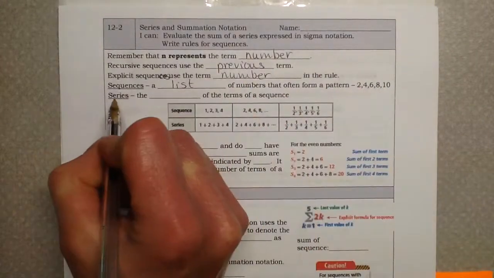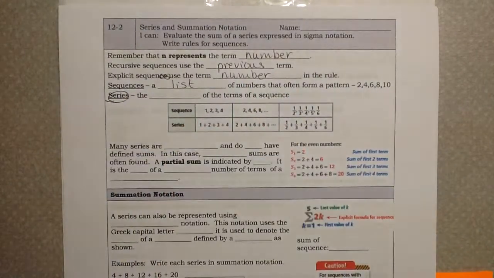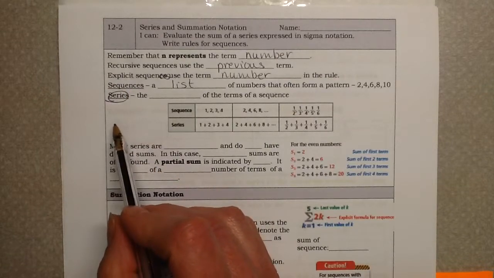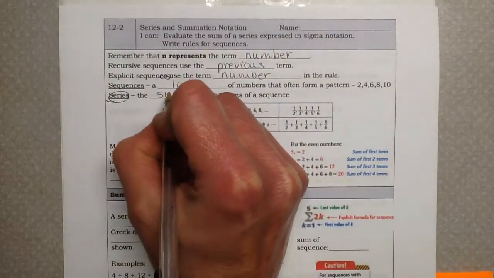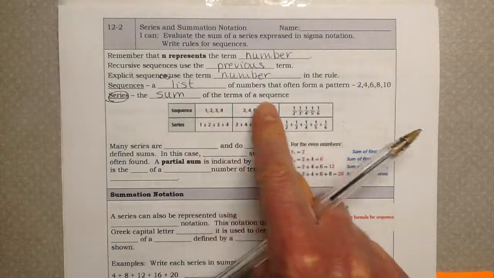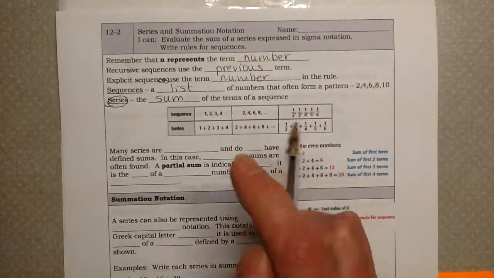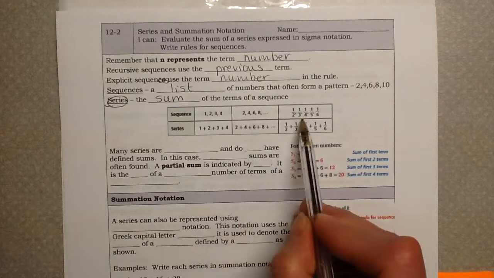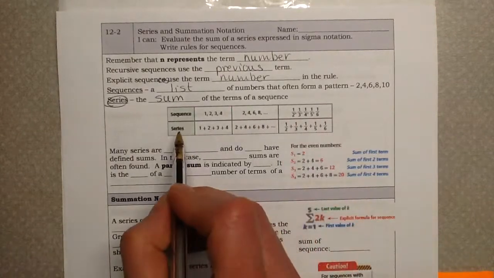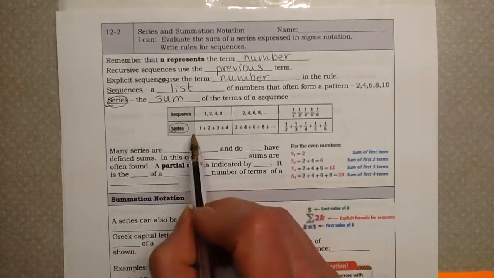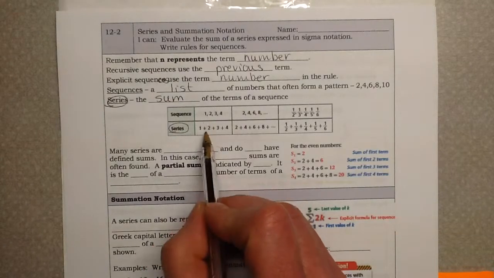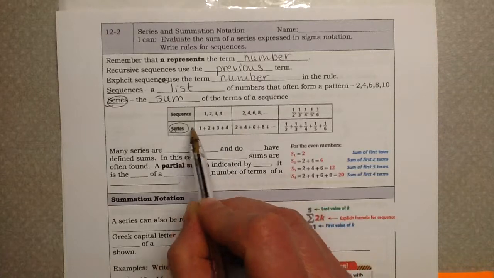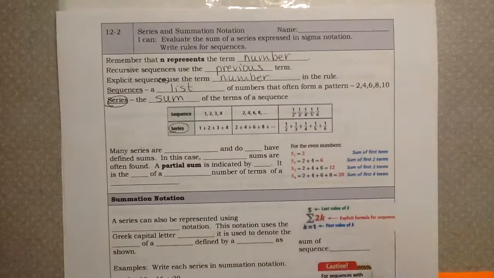A series, the only difference between a series and a sequence, is that a series is the sum of the terms of a sequence. So if we're looking at this, you notice that the sequence is a list, 1, 2, 3, 4, or 2, 4, 6, 8, or fractions. But when we go to a series, it's the sum. So we're taking the sequence and, instead of putting commas in between them, we're putting addition signs in between them, and we're adding them up.